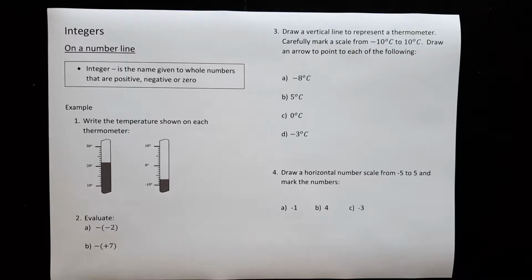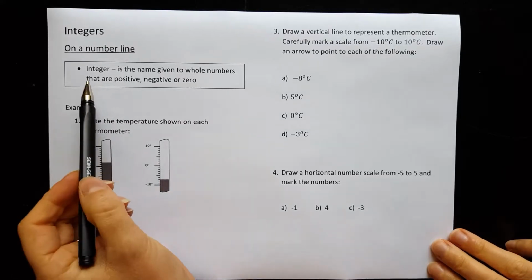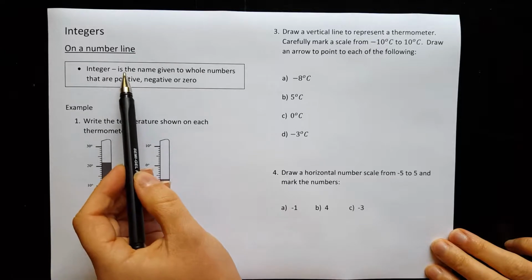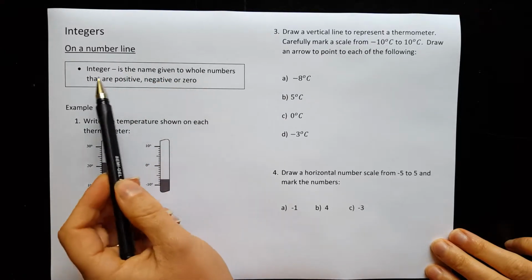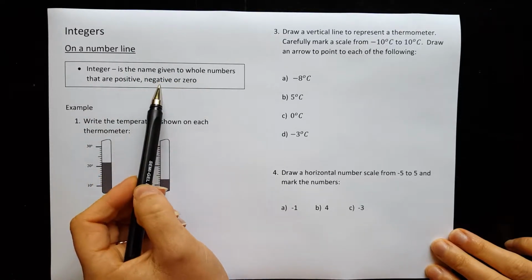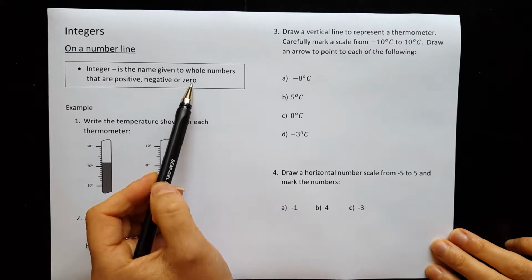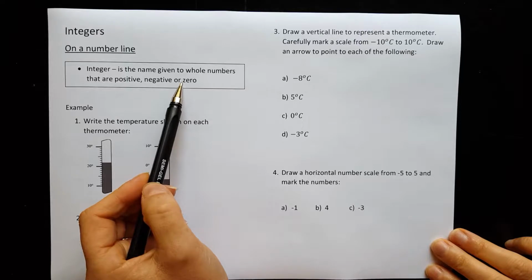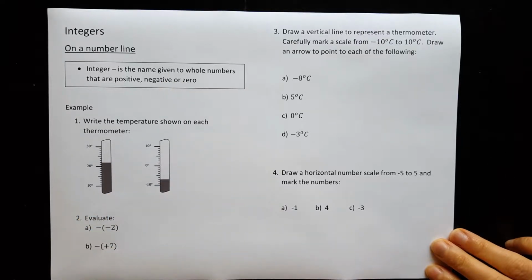Today we're doing a topic called integers and we're going to look at integers on a number line today. So first of all, in the box here, let's talk about what an integer is. An integer is the name given to whole numbers that are positive, negative, or zero. So if it's a positive number or a negative number or zero, then it is an integer.